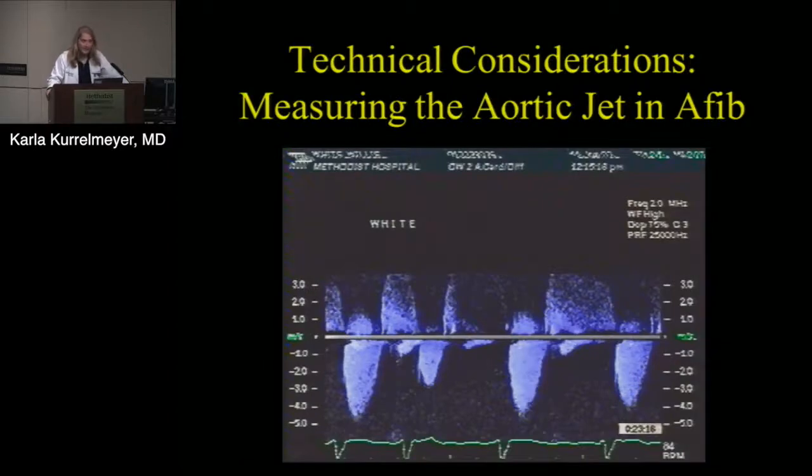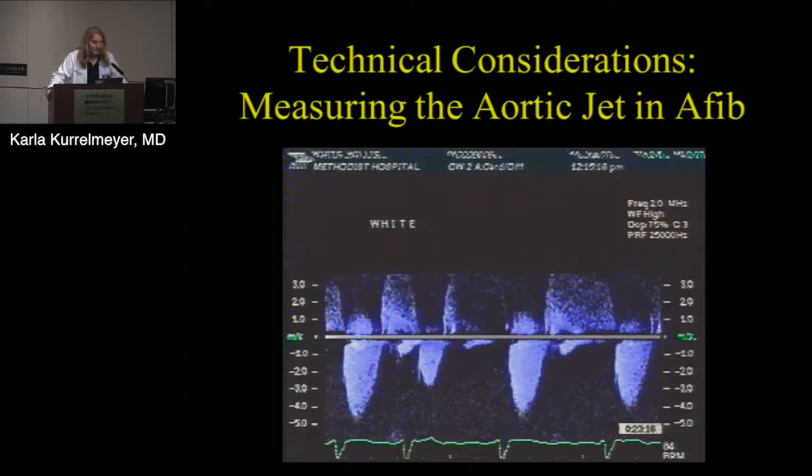Aortic stenosis and atrial fibrillation is a problem. It is a huge problem. So how do you deal with it? It's a huge problem with someone with varying RR interval. So you've got two choices. Either you can average all those beats and take that average and say that's good enough.